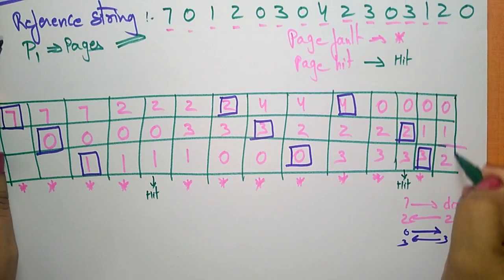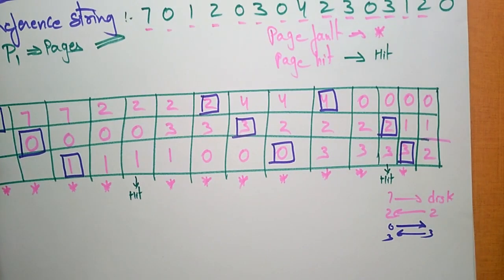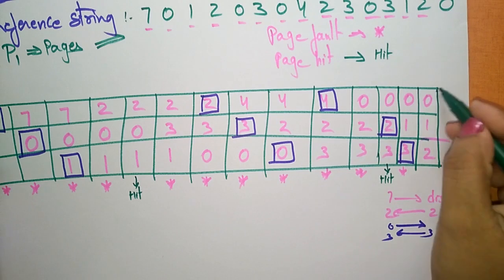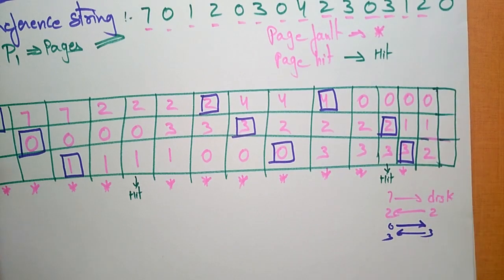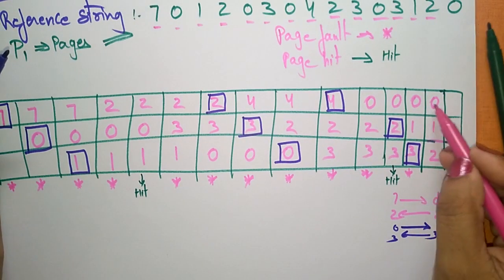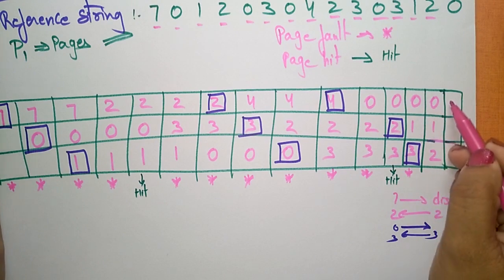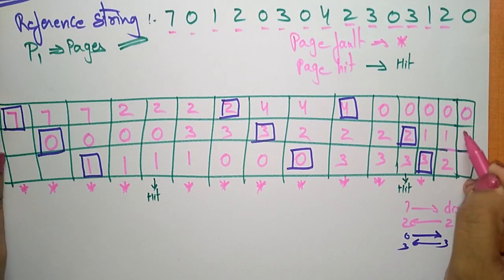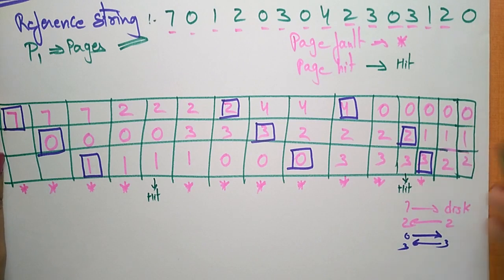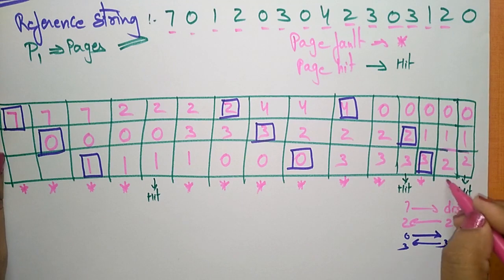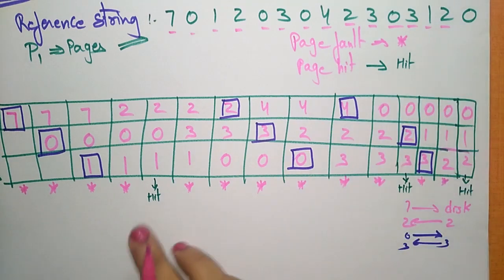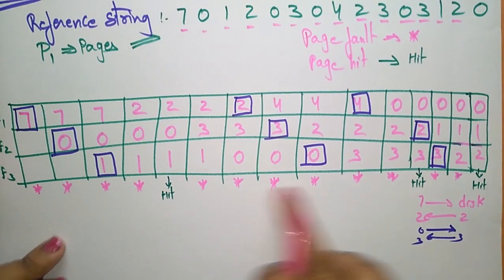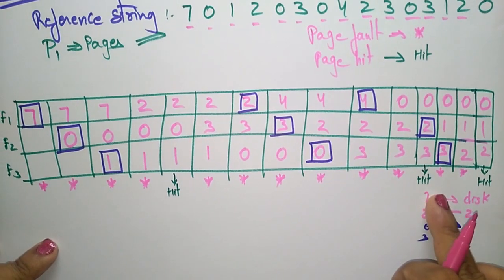Okay. And the last page. What is the last page? The last page that the CPU is demanding is 0. But 0 is already present in the main memory. So just write it. So this you call it as a hit. And these are page faults. So the star marks are called page faults and these are the hits.